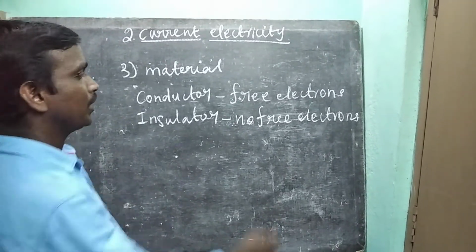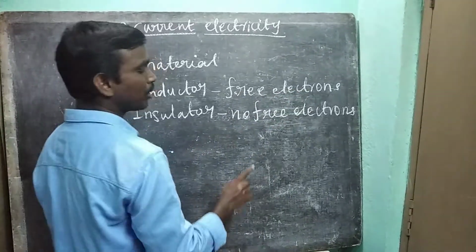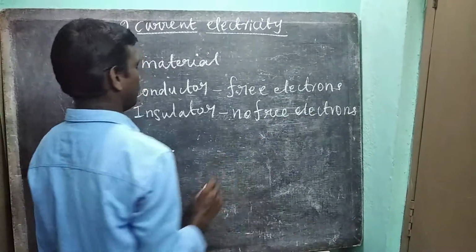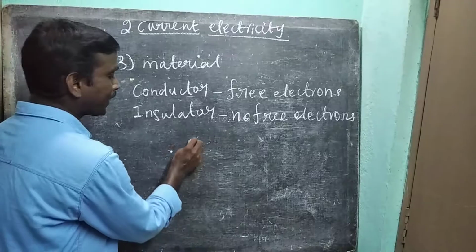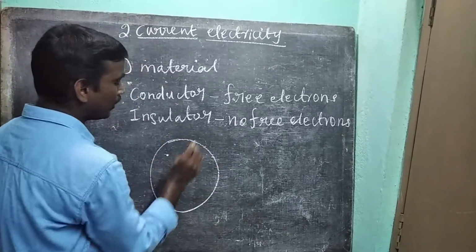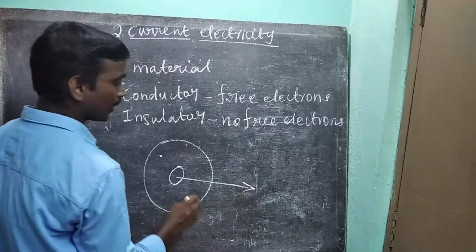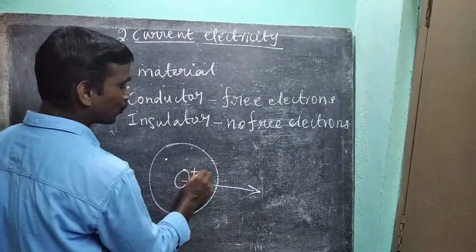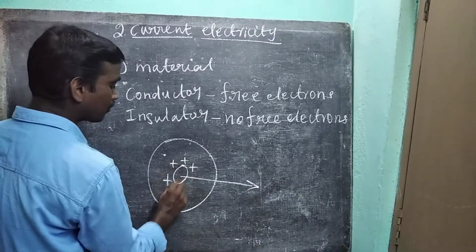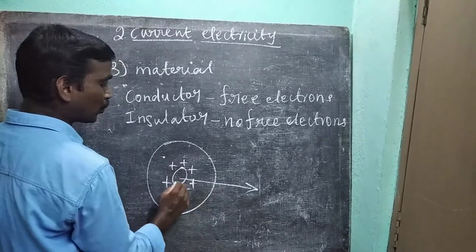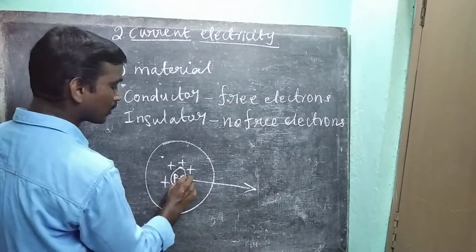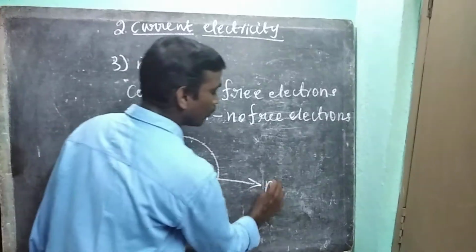What is meant by free electrons? What is meant by no free electrons? Electrons are tightly bound to the nucleus of an atom. The atom is spherical in shape. The center of the atom is called nucleus. This charge is positive. Inside the nucleus are present protons and neutrons. This is called nucleus.